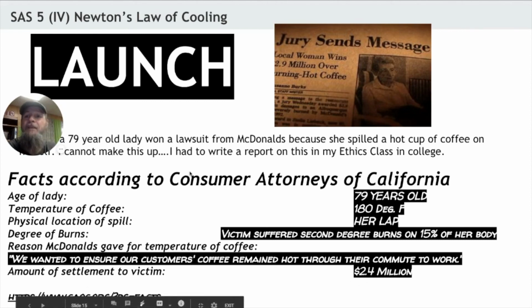I've actually left a link here on the slideshow, which you'll get a link to in the Google Classroom, showing the facts to this particular case. So anyway, there's a lesson in the Google Classroom. Be sure to do that assignment.